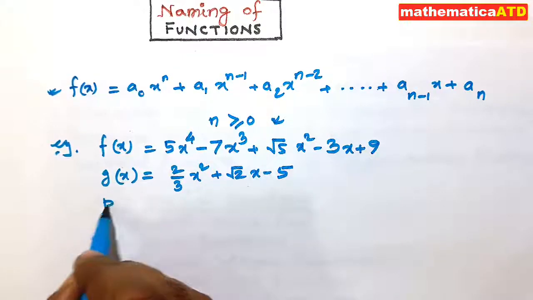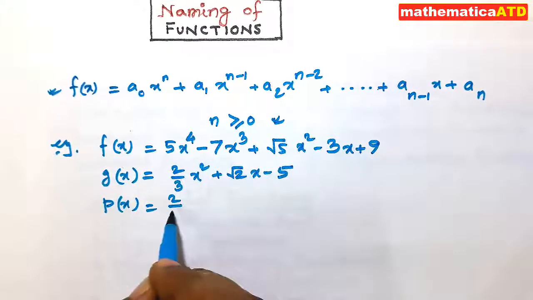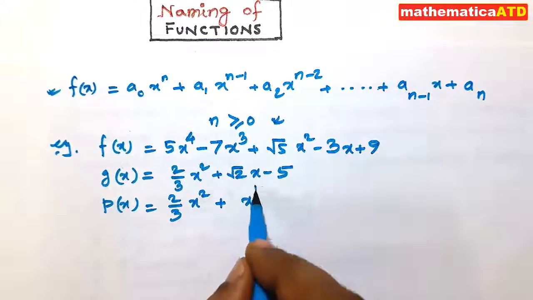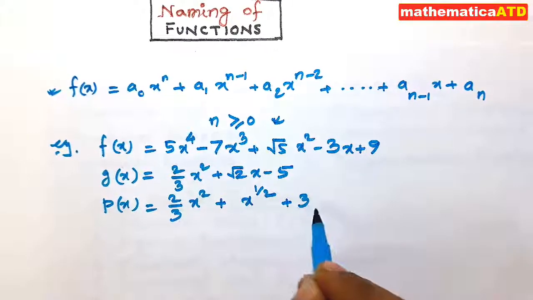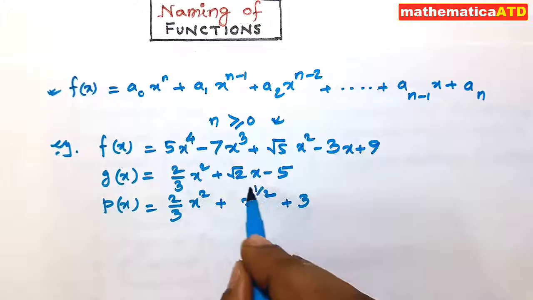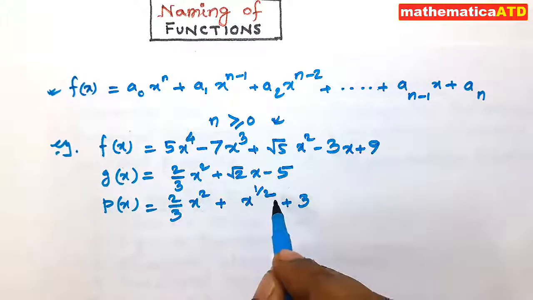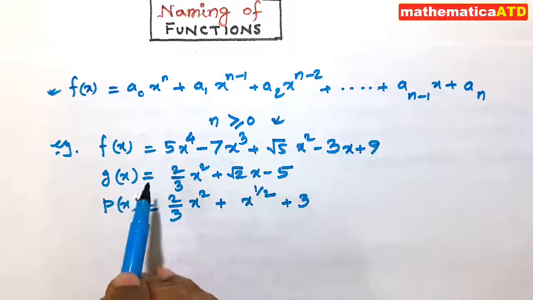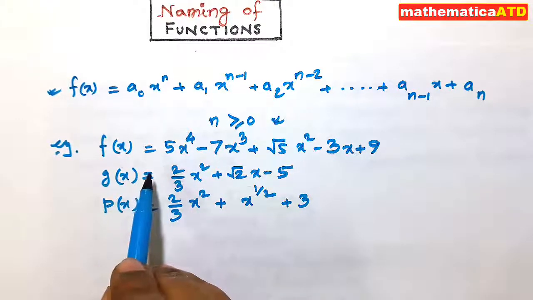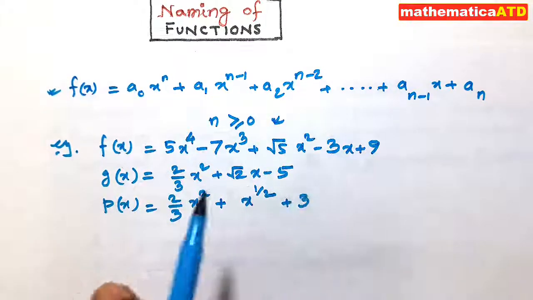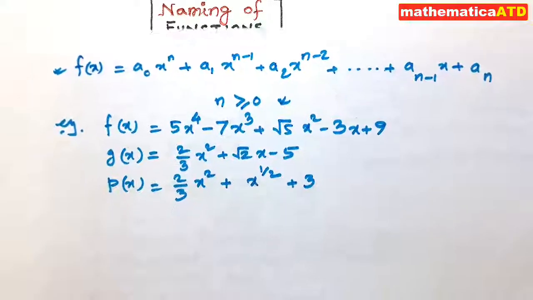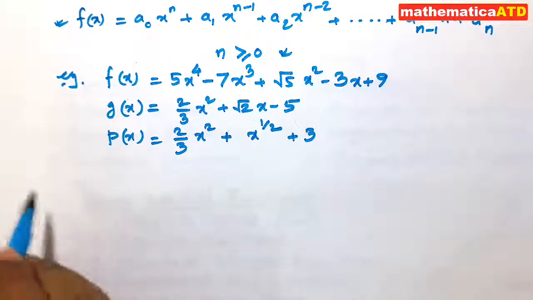If I say p(x) is equal to 2/3 x square plus x to the power half plus 3, this is not a polynomial function since there is a rational fraction half. So this is not a polynomial function. This is only an algebraic expression. The domain of any polynomial function is always R, and its range will depend upon the nature of the function. Okay.